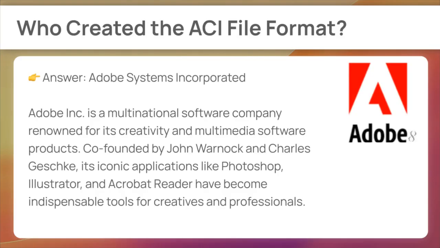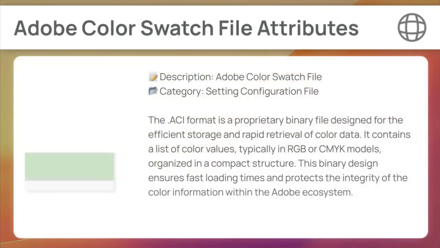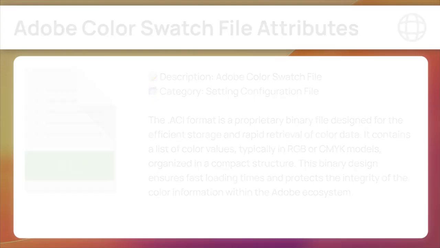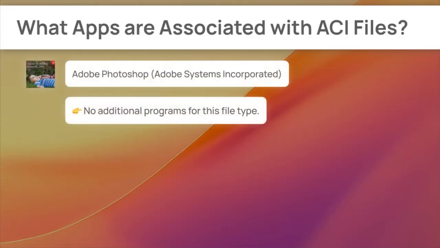The ACI format is a proprietary binary file designed for the efficient storage and rapid retrieval of color data. It contains a list of color values, typically in RGB or CMYK models, organized in a compact structure. This binary design ensures fast loading times and protects the integrity of the color information within the Adobe ecosystem. The application responsible for generating the ACI file is typically Adobe Photoshop by Adobe Systems Incorporated.